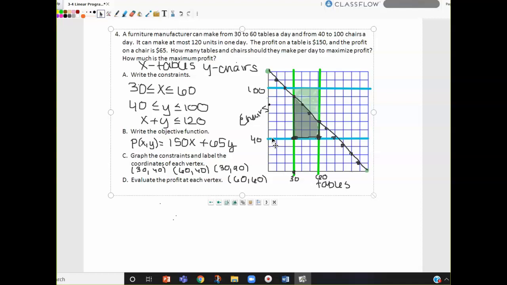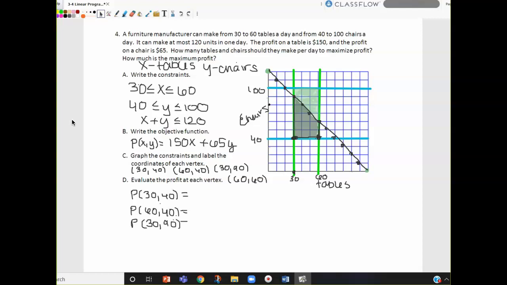Evaluate the profit at each vertex. So what we want to do is plug each of those points into our profit function and determine which one will maximize our profit. Because as a company, you want to find your max profit. You want to know what will allow you to earn the most money. So if you plug in 30, 40, you would get $7,100.